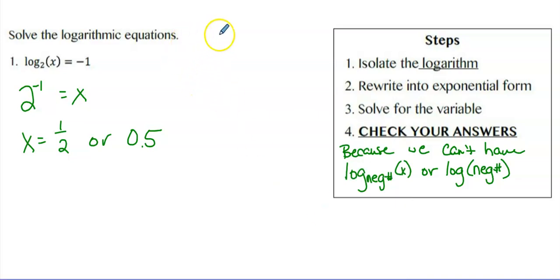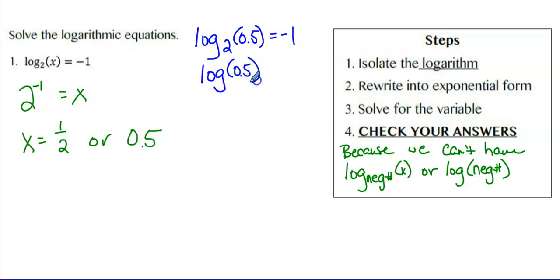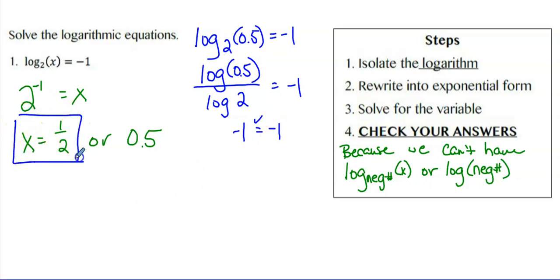So let's check 0.5. Log, we're going to plug in 0.5 right here. Log base 2 of 0.5 equals -1. Use your change of base formula. Log 0.5 over log 2 equals -1. When you enter that in your calculator, you're going to find that -1 does equal -1. It checks out, so we can say that either one of these are the same thing anyway, so either one would be acceptable.